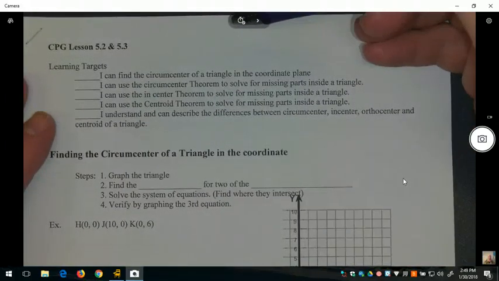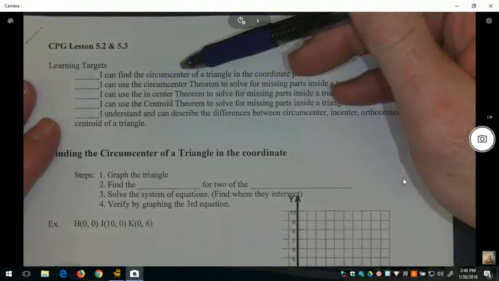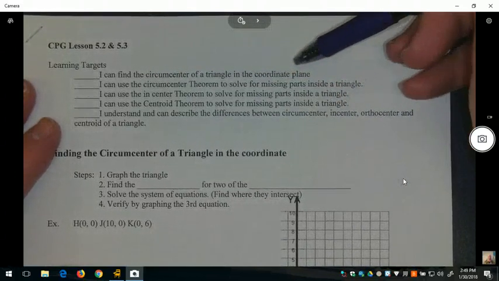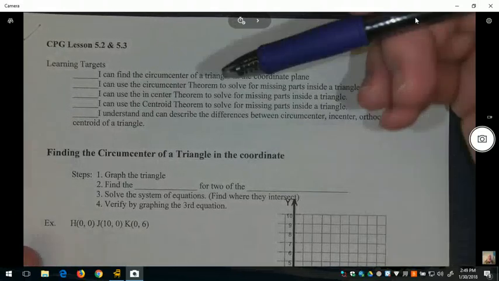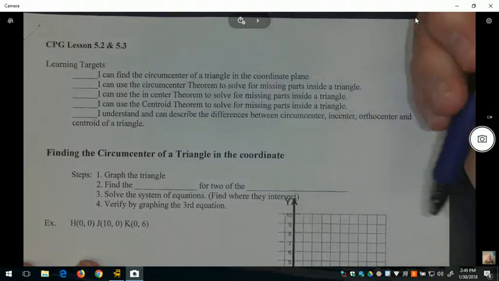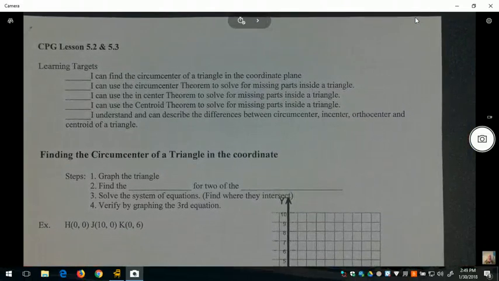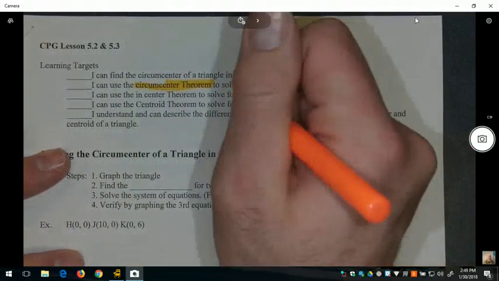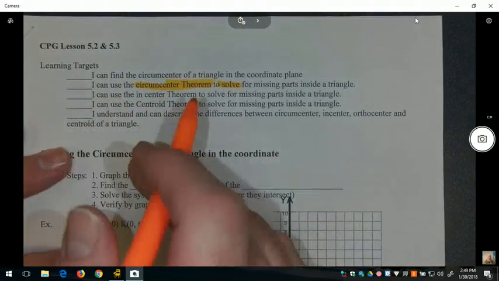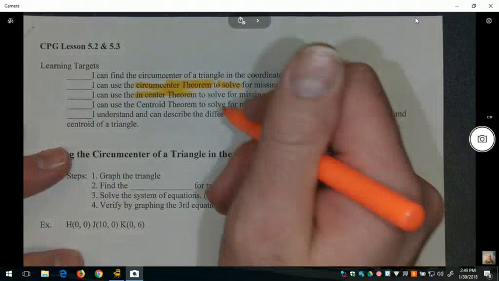The learning targets are that you can find the circumcenter of a triangle in the coordinate plane. It's going to work out very similarly to how we did it in the exploration. You can use the circumcenter theorem to solve for missing parts. That's probably one of the most critical, using the circumcenter theorem to solve. Use the incenter theorem to solve.